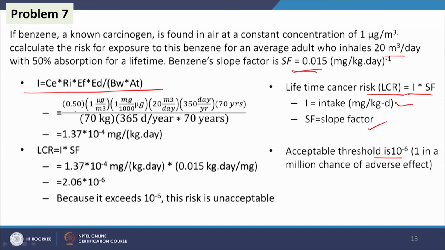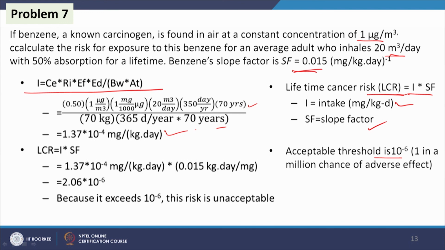I is equal to, so C is equal to how much? 0.50 into 1 microgram per meter cube into 1 mg per 1000 microgram. So, that is the conversion of unit, and then 20 meter cube per day, 350 days per year and 70 years, because it is a carcinogenic effect. So, 70 kg and 365 days per year into 70 years. One microgram converted into mg is divided by 1000, with 50% absorption over a lifetime. So, we are getting this in mg per kg per day.